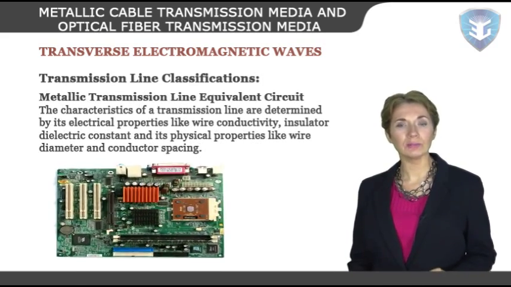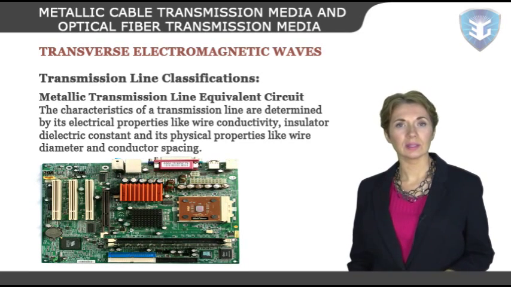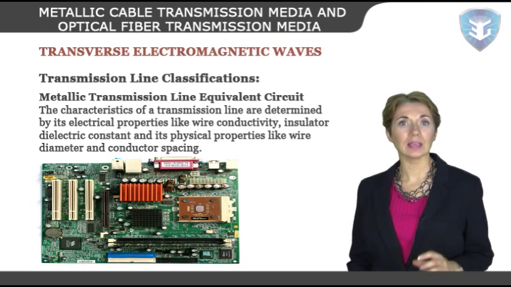Metallic transmission line equivalent circuit. The characteristics of a transmission line are determined by its electrical properties, like wire conductivity, insulator dielectric constant, and its physical properties, like wire diameter and conductor spacing. These properties, in turn, determine the primary electric constraints: series resistance, R, series inductance, L, shunt capacitance, C, and shunt conductance, G. Resistance and inductance occur along the line, whereas capacitance and conductance occur between the conductors.